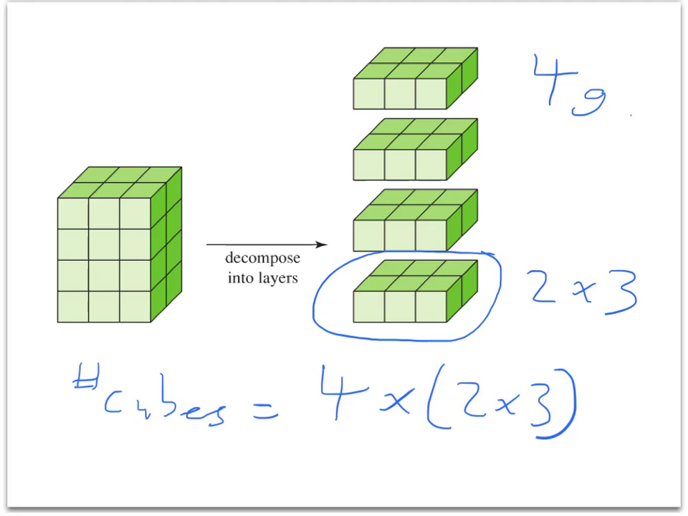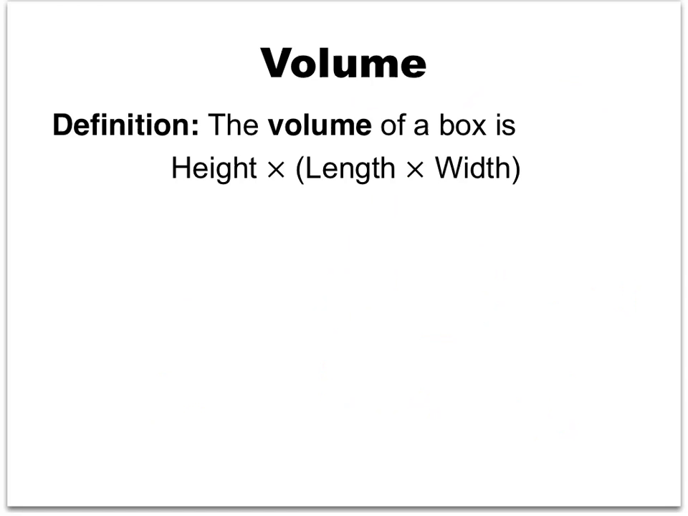So in the end, what we did is we just took the height times the width times the length and multiplied them, and that gave us our volume. So let's use this example to generalize our definition of a volume. The volume of a box is the height times the length times the width.